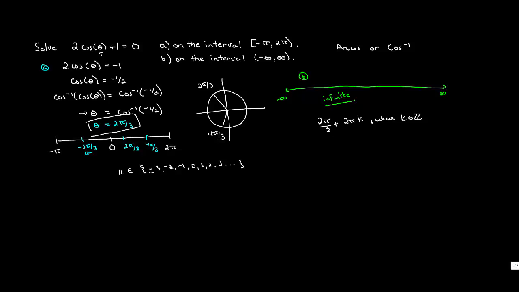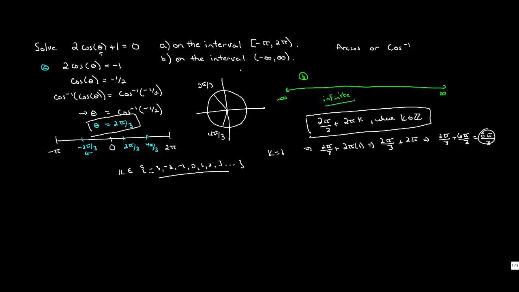If I plug in any value for k that's in here, it'll be a solution. Let's say k was equal to 1. Then I would get 2 pi over 3 plus 2 pi times 1, which is 2 pi over 3 plus 6 pi over 3, or 8 pi over 3. When I get to the end, I'll show you that 8 pi over 3 is also a solution. This is one part of the answer, but there's another part with the 4 pi over 3.